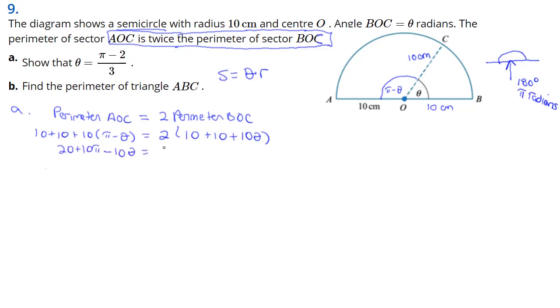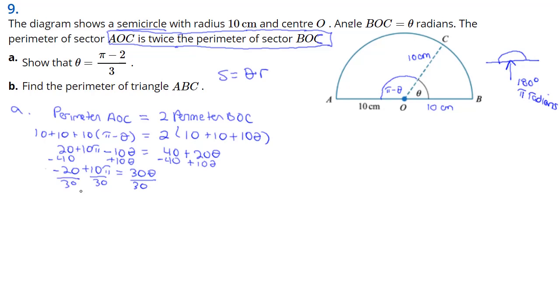So all I'm going to do now is simplify this. 2 times 20 is 40, 2 times 10 theta is 20 theta. And let's see, our goal is to get theta by itself. That's what they want us to show. So that's what I'm trying to do. I'm going to subtract 40 on both sides, get negative 20. I'm going to add 10 theta to both sides. So that's going to give me 30 theta. And so now, again, all I've got to do is divide everything by 30 in order to get theta by itself.